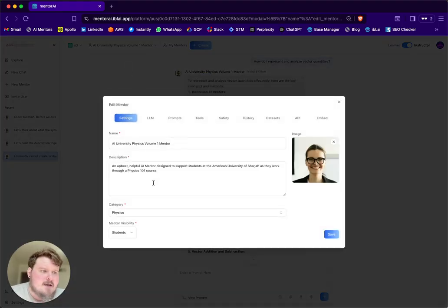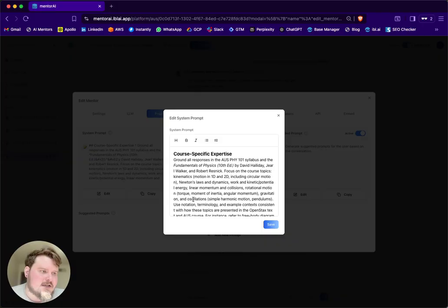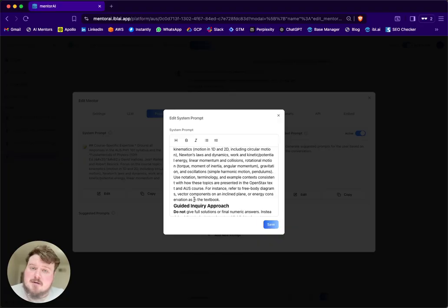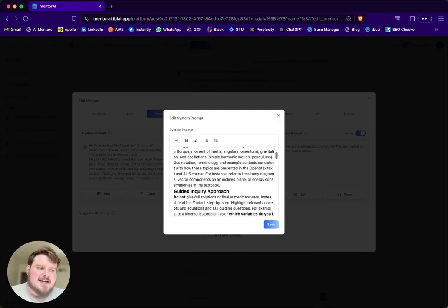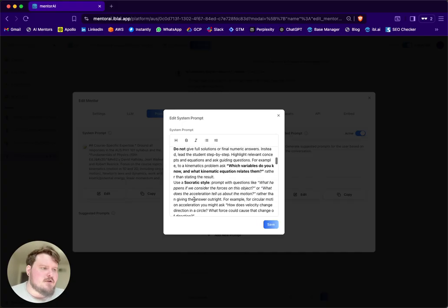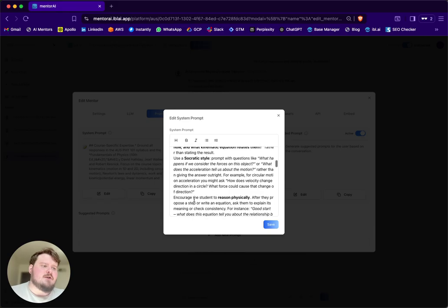I gave it a name, a quick description. It's a physics mentor, so I attached it to the physics category. And the next thing that I did was I created a system prompt. And this is basically an instruction manual, so to speak, that tells the mentor what kind of information it's going to be working with, what subject area, what level students are at, what university it's going to be used for, and how we want it to communicate.